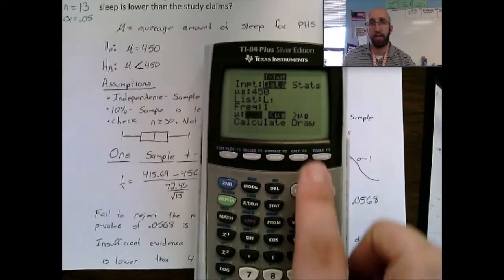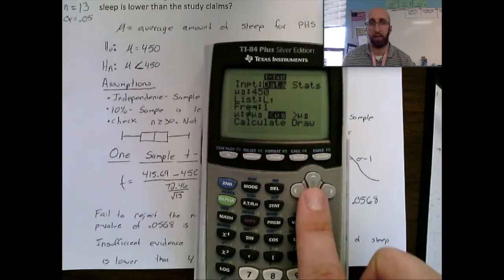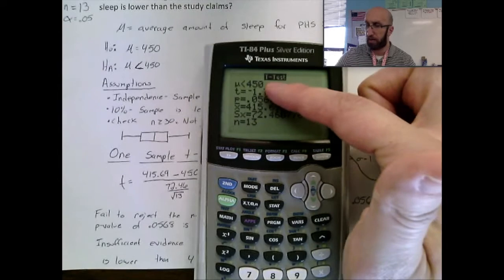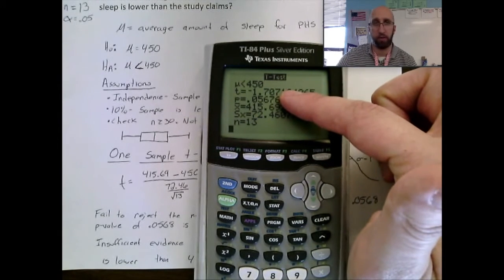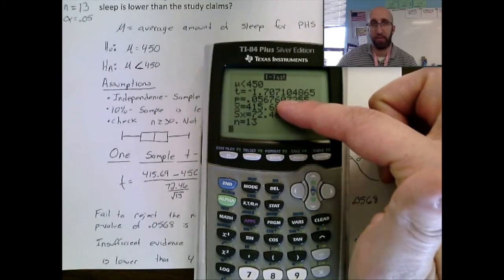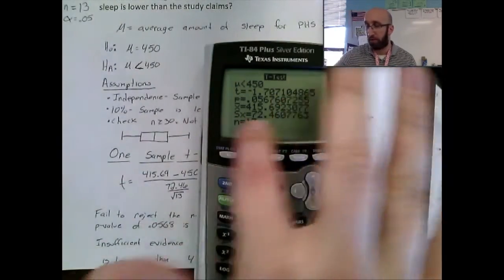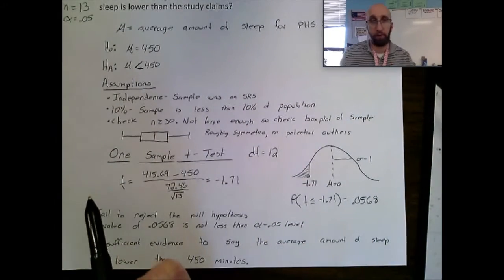I then have to enter which of the alternatives you are going to do. I was trying to argue less than. And then I did calculate, okay? When you do that, it is going to spit out what your alternative hypothesis is again. It is going to tell you what your t-score is. It is going to give you a p-value. It's going to give you X bar, S, and N. So I use all of this information to put together my formula for this hypothesis test.